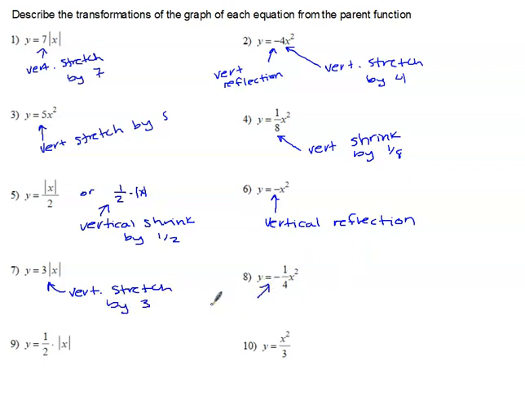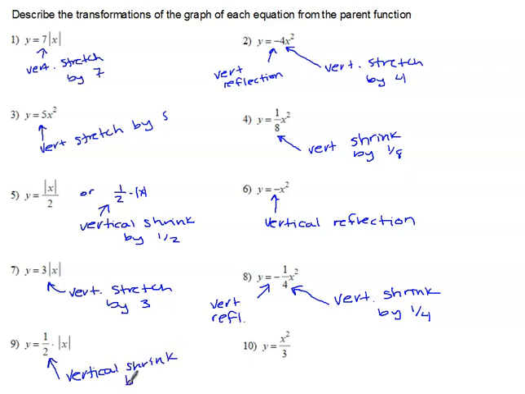Number 8 has 2 parts. Again, we have a vertical reflection. And we're multiplying by 1/4, which does cause our numbers to get smaller, so that would be a vertical shrink by 1/4. Number 9, multiplying by 1/2 would cause a vertical shrink by 1/2. And this would be similar to number 5. I can pull out that fraction 1/3, so really I have 1/3 x squared, which would be a vertical shrink by 1/3.